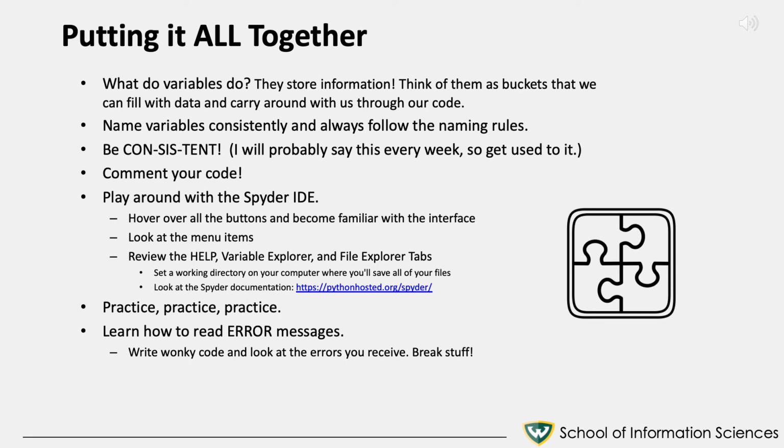So putting it all together. What did we learn? We learned what variables do. They store information for us to use. Very handy. Must have in any programming language. I say think of them as buckets that you can fill with any kind of data and carry around with you as you progress in your code. What you need to do with variables is name them consistently and always follow the naming rules. Remember, no spaces, no starting with a dollar sign or parentheses or numbers. Make sure you follow the rules. Whatever you do, be consistent.